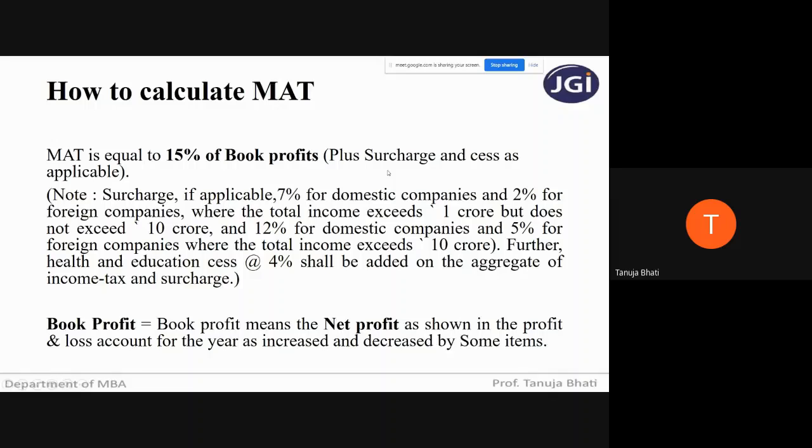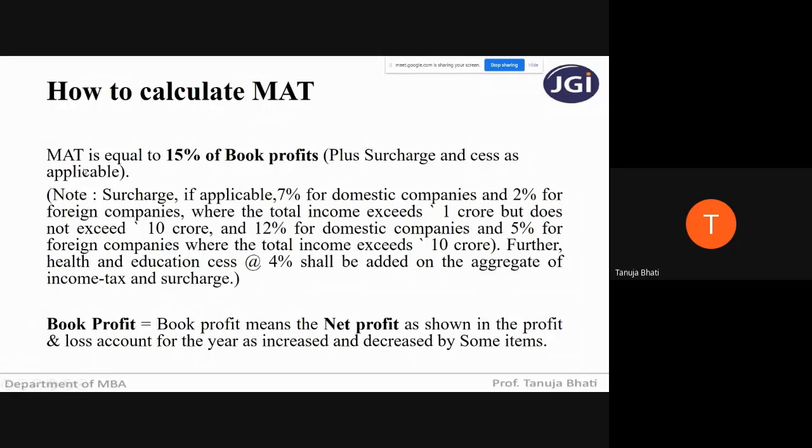So what is the surcharge rate for companies? We have already seen this in module 1, but I'll be revising it now. Surcharge, if applicable, is 7% for domestic companies and 2% for foreign companies where the total income exceeds 1 crore but does not exceed 10 crore. And it is 12% for domestic companies and 5% for foreign companies where the total income exceeds 10 crores. After adding surcharge, you have to add health and education cess at the rate of 4% on the aggregate of income tax and surcharge.